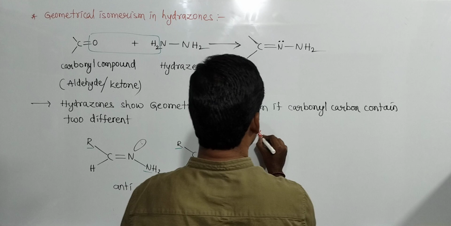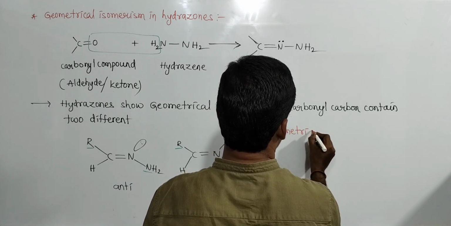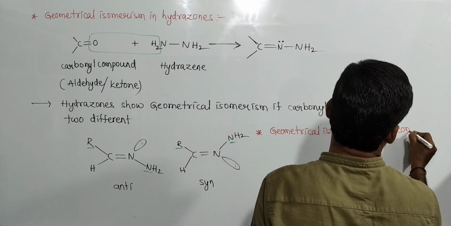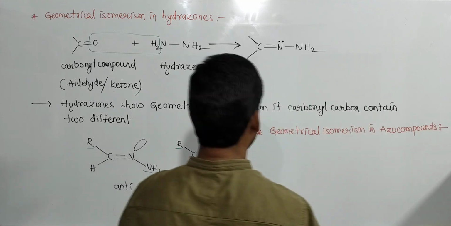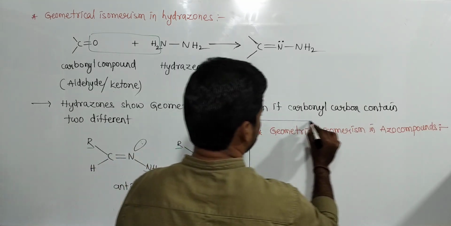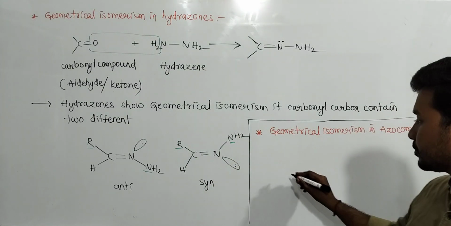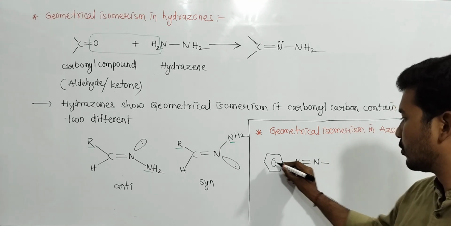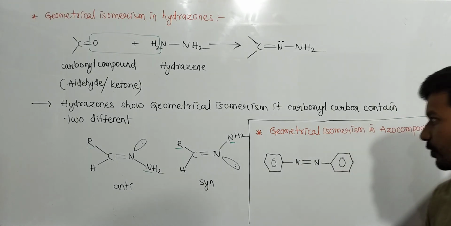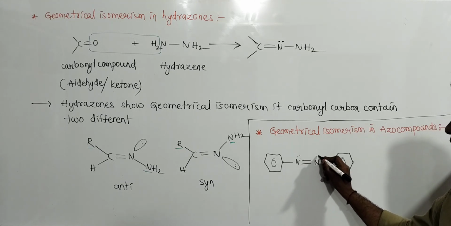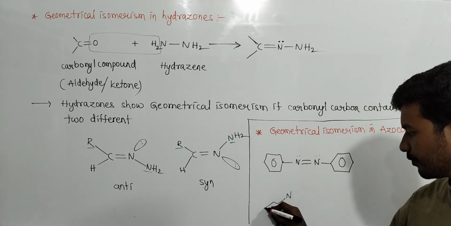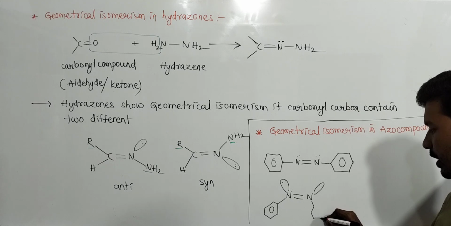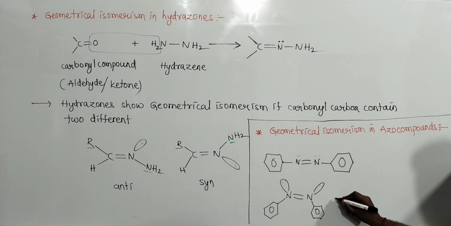And finally, geometrical isomerism in azo compounds. Azo compounds mean nitrogen double bond nitrogen, like this, N=N. This is a diazo compound, or azo compound. Geometrical isomerism is possible because of the lone pairs. How do you write it? Write Ph here, a phenyl group. Lone pair, double bond nitrogen, lone pair here, phenyl group Ph. The two high priority groups are on the same side, syn.